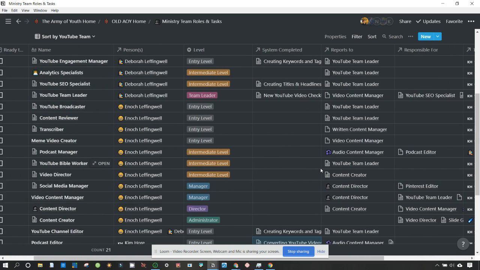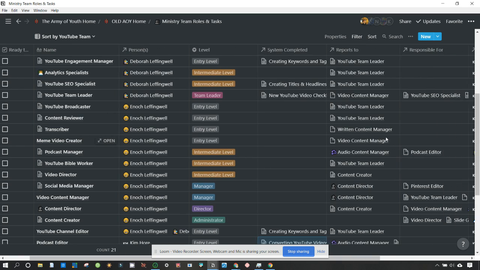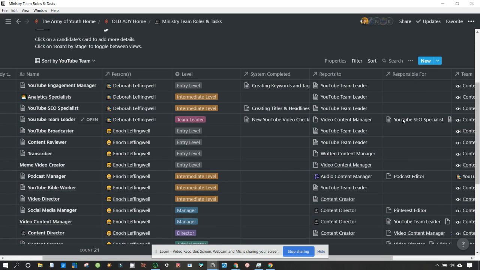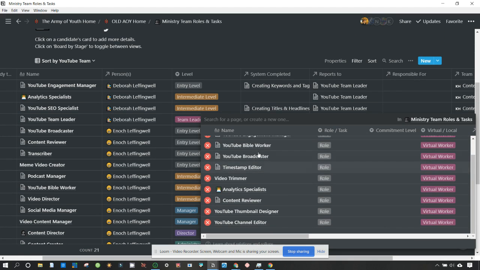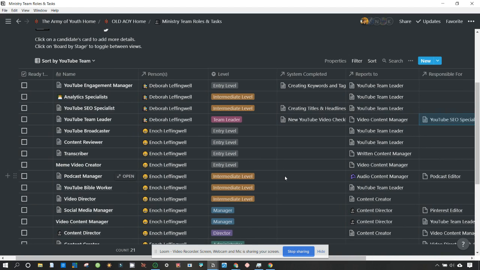And we also have a list of who the role reports to. So it kind of shows who's responsible for who. This team leader, it shows that they're responsible for these people on the team. They help out a lot, and this is very helpful.